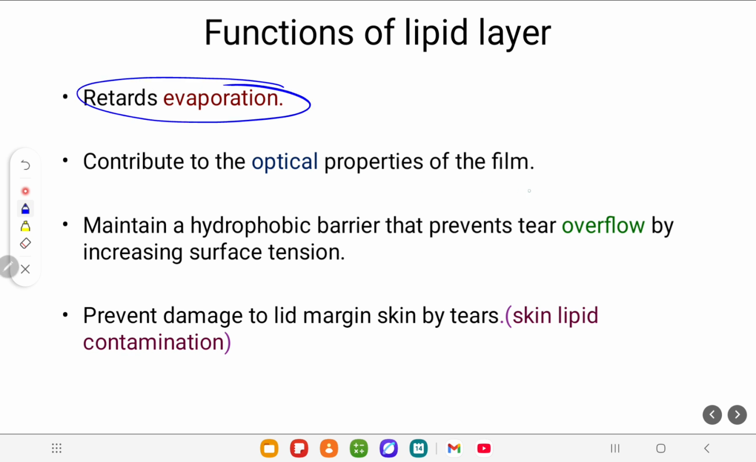It also contributes to the optical property of the film, because the first light to interact with the eye is definitely at the lipid layer. The lipid layer maintains a hydrophobic barrier that prevents overflow by increasing surface tension. That's why tears do not overflow. It also prevents damage to the lid margin skin by tears, and prevents contamination of the tears with skin lipids.